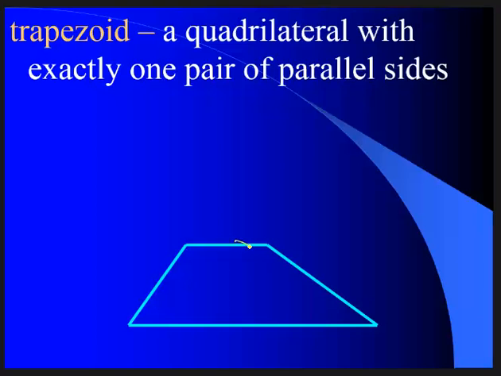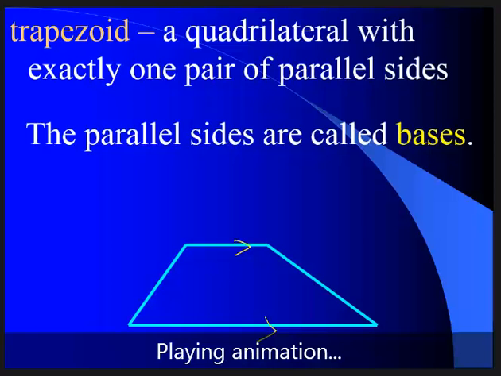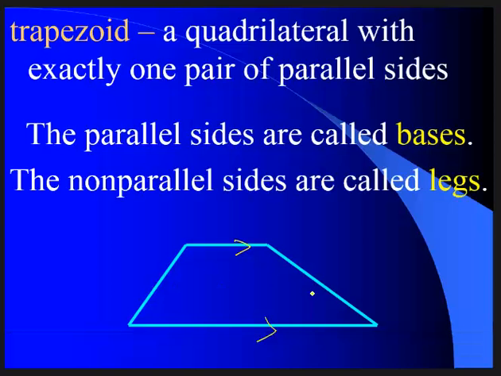So here's my parallel sides. These two opposite sides are not parallel. So would we call this a parallelogram? No, because we only have one pair of opposite sides that are parallel. We call that pair of parallel sides bases. And then the other two sides are called legs. So these are our bases, these are our legs. 2 of each.